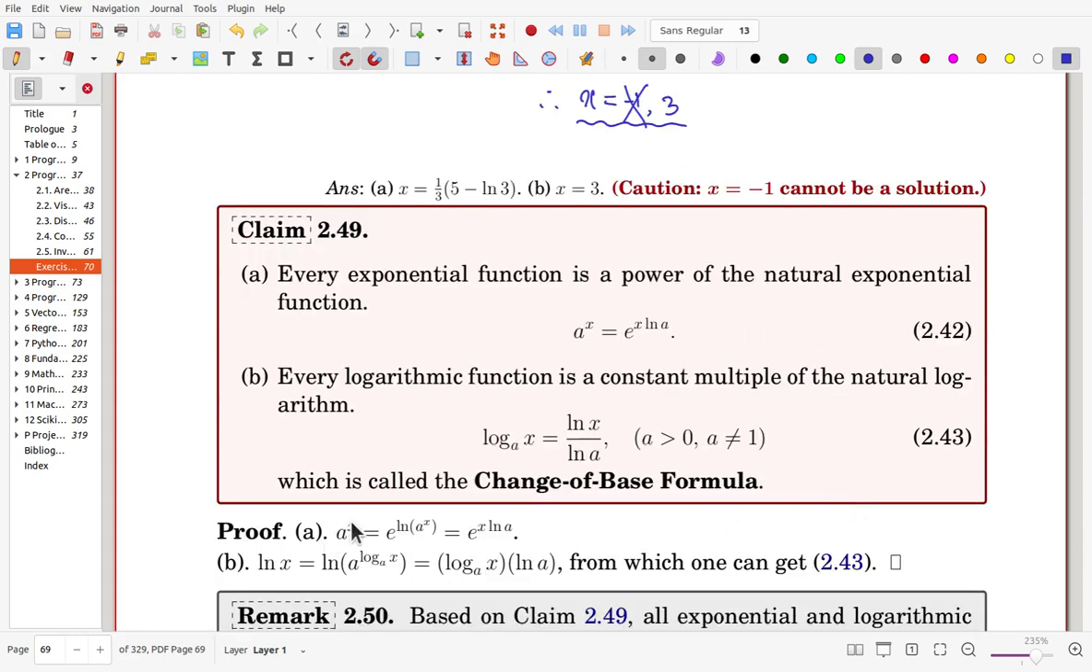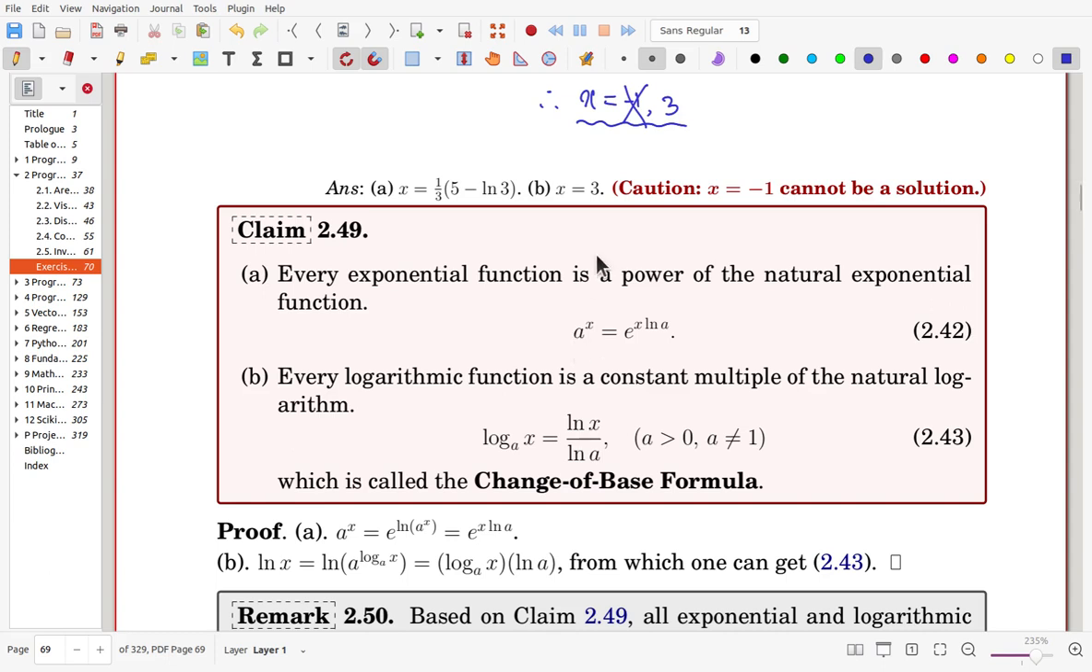We have a claim here. Every exponential function with various bases is a power of the natural exponential function. Here, that is a to the x.